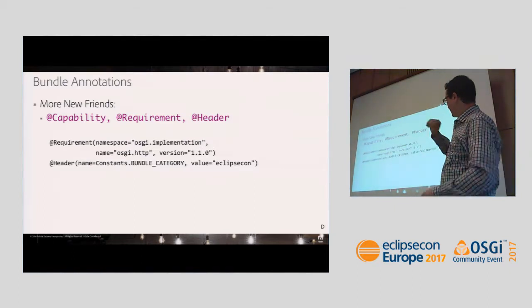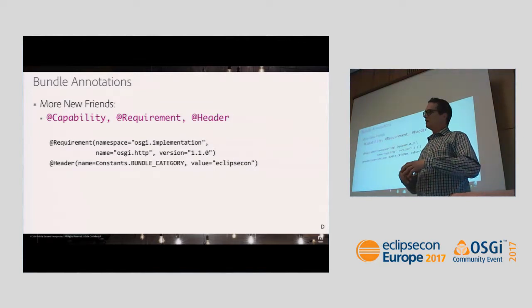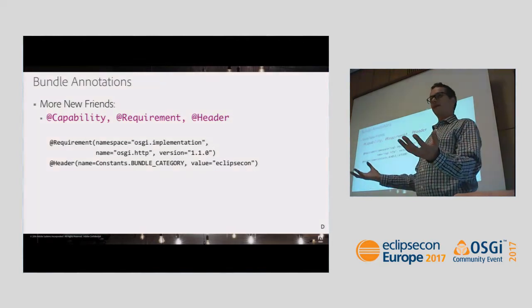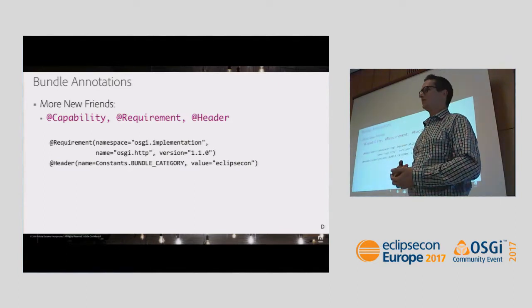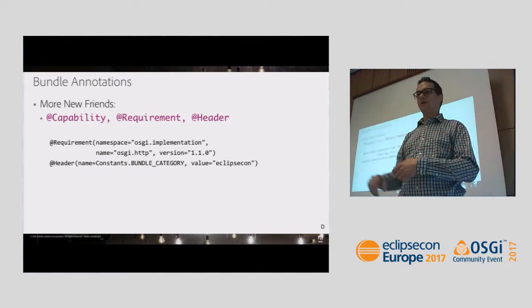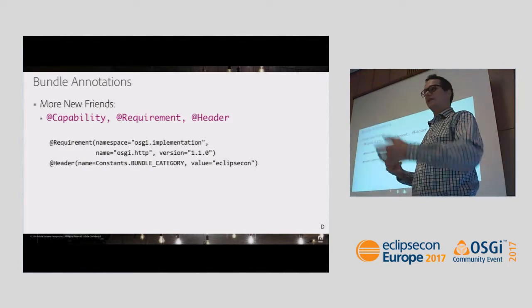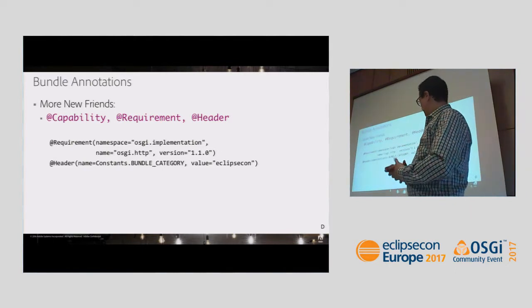There's also an add header, which is more general. So basically that allows you to specify any kind of OSGi header in your source code, which means that none of the headers have to be specified in the build system. So if you want to specify a bundle category, or you want to specify what the activator is or something like that, you can use the general add header annotation for that.